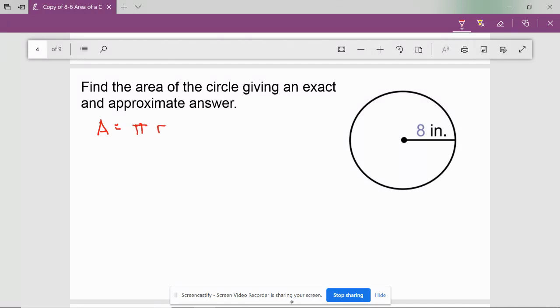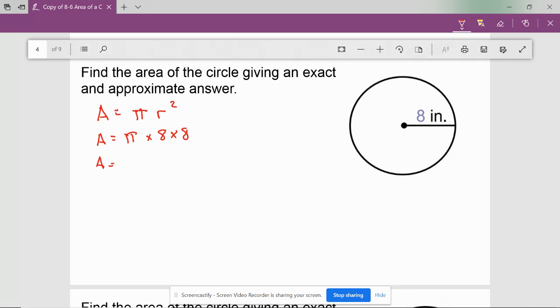So our area is going to be equal to pi times r squared. Remember our radius is 8 inches, so we have pi times 8 times 8. 8 times 8 is 64, so our area is going to be equal to pi times 64. Yesterday, when we talked about circumference, we talked about exact and approximate numbers. This would be our exact number. 8 times 8 is 64, and then we multiply that by pi.